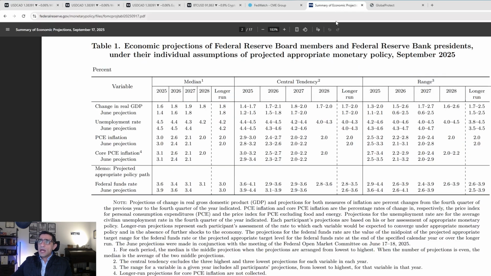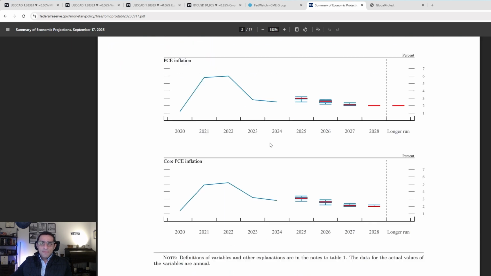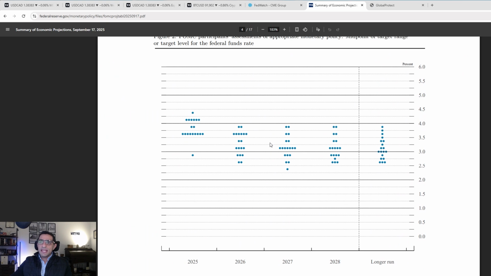We're going to get the updated SEP, the Summary of Economic Projections, this time around. So keep a close eye on any alterations to the inflationary outlook, which was upgraded, or I should say downgraded, from 2.4% to 2.6% on both core and headline PCE, the personal consumption expenditure. Obviously, everyone's going to be looking at the highly anticipated interest rate dot plot to see what that distribution looks like. It's been widening out.